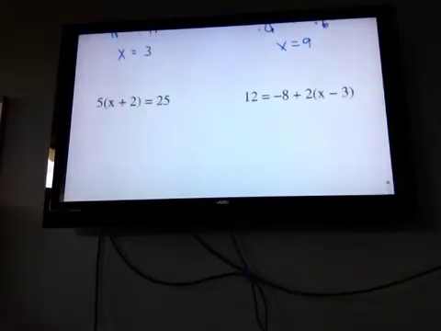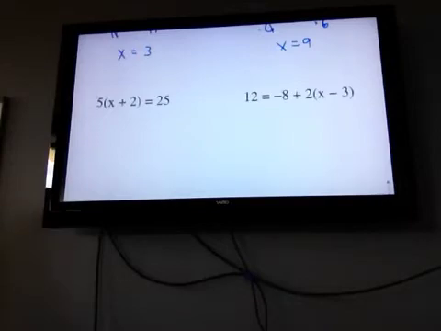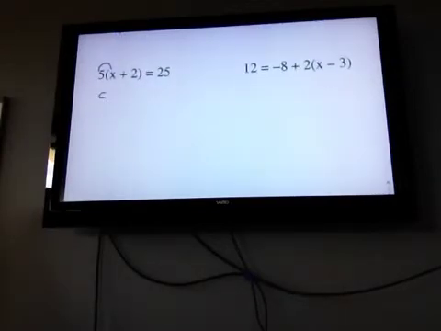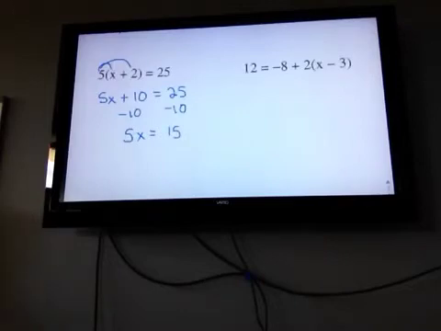Okay, parentheses. This is the first one that had parentheses in it. So first I'm going to distribute. Get rid of parentheses. Never move anything before you get rid of parentheses. 5 times x, 5x. 5 times 2, positive 10, equals 25. And then it works like the last 2 examples. Get rid of plus 10 by minusing 10. So 5x equals 15. And then divide by 5. And x equals 3.